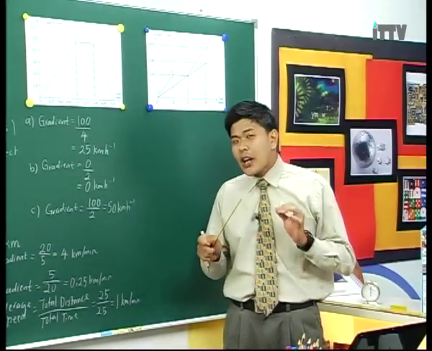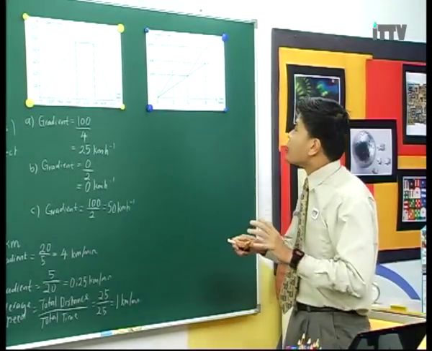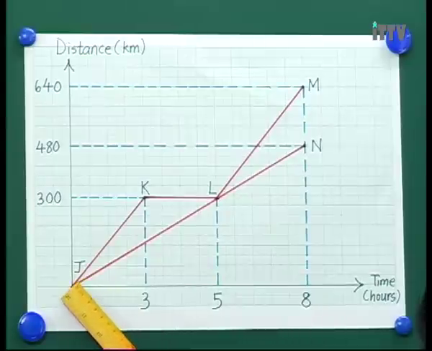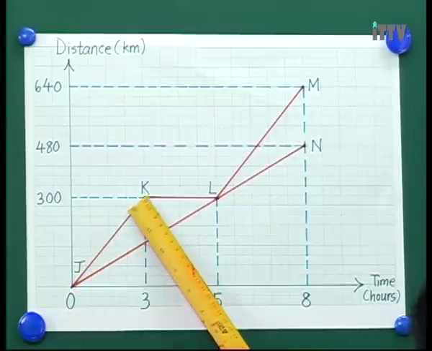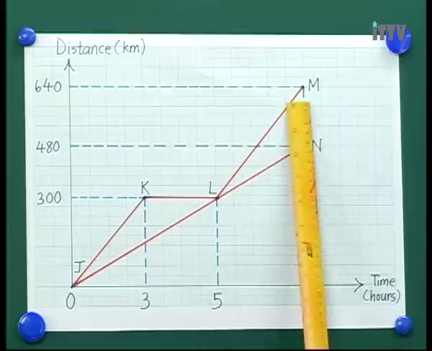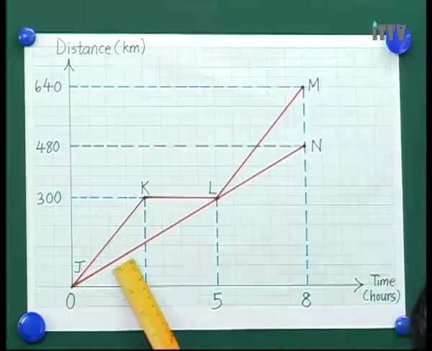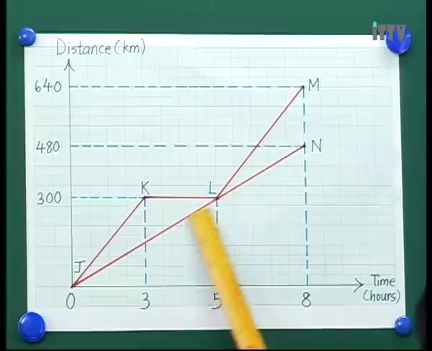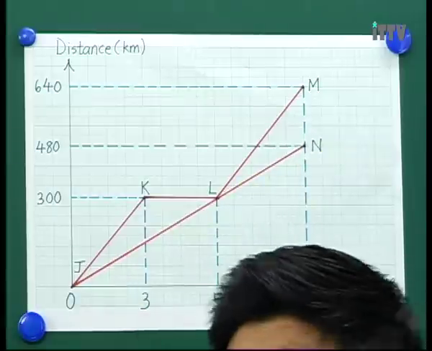Okay, so now take a look again. Let me just run you briefly through this graph. Take a look at JKLM. According to the question, this is the travel pattern of the lorry, JKLM. JLN is more direct. It is a straight line that goes straight up until N, and represents the car's journey. Now let's answer the question directly.